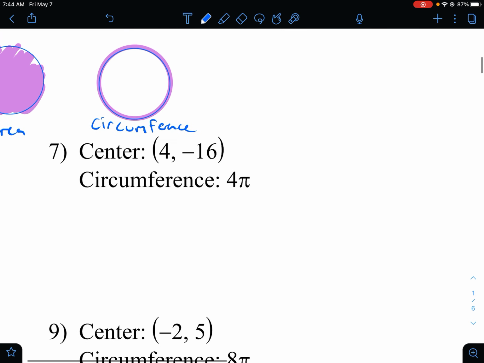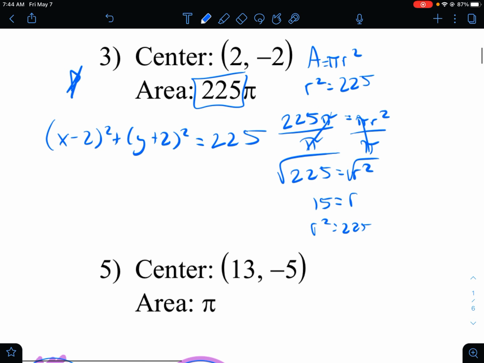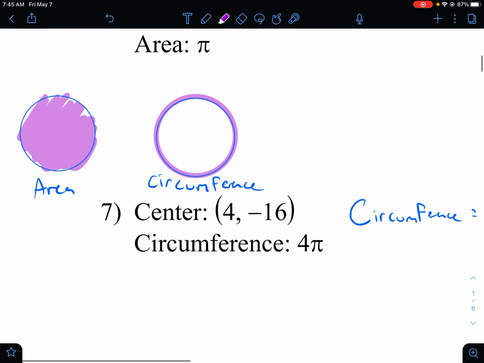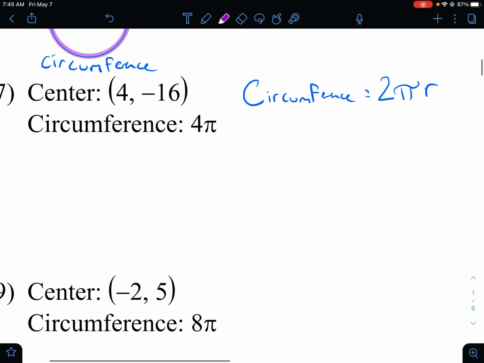So the formula for circumference is 2 pi r. So what we can do is solve for radius, and then we have to square it. The area is a little bit easier because the formula is literally just r squared times pi. So whatever's attached to the pi is your radius squared, and you could stick that right in your formula. However, with circumference, you do have to do a little bit more work.